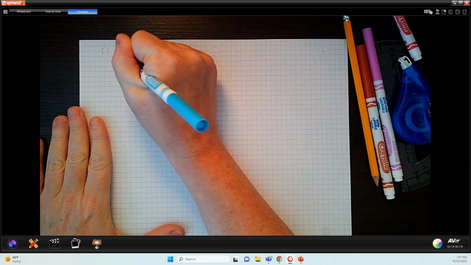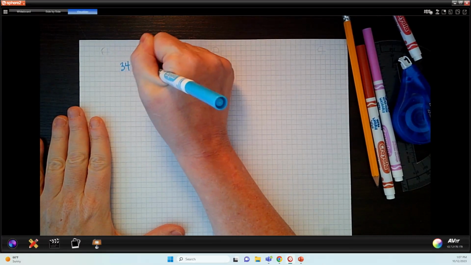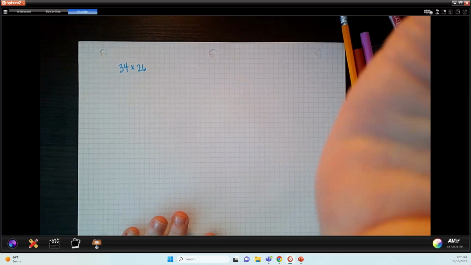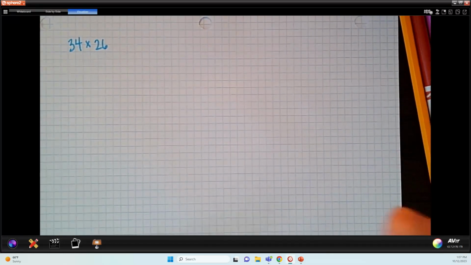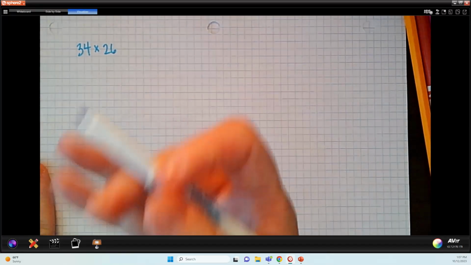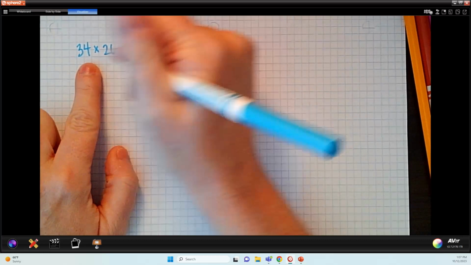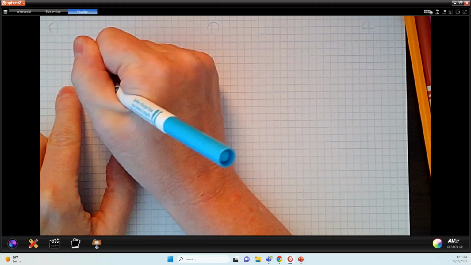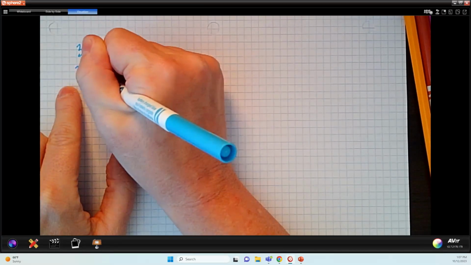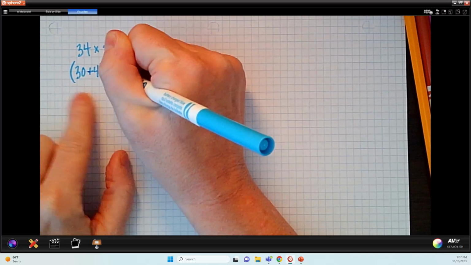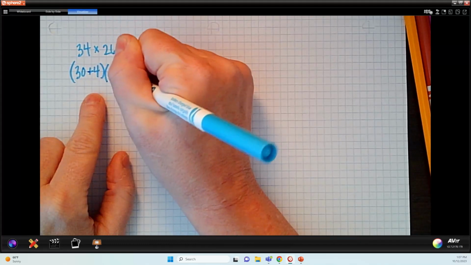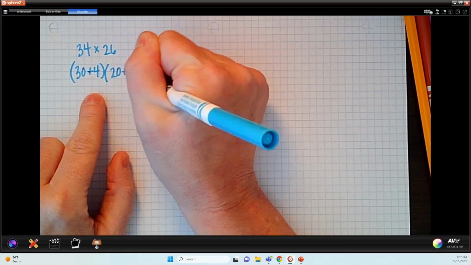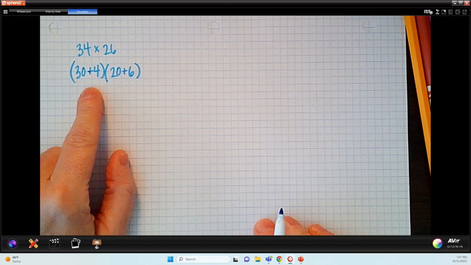So if I have the number 34 times 26, many of you know how to multiply those numbers using the standard algorithm or a calculator. But when you were first learning, your teachers taught you how to use the distributive property. So we had 30 plus 4, and we're going to multiply that by 20 plus 6. This is essentially what we're doing with polynomials.